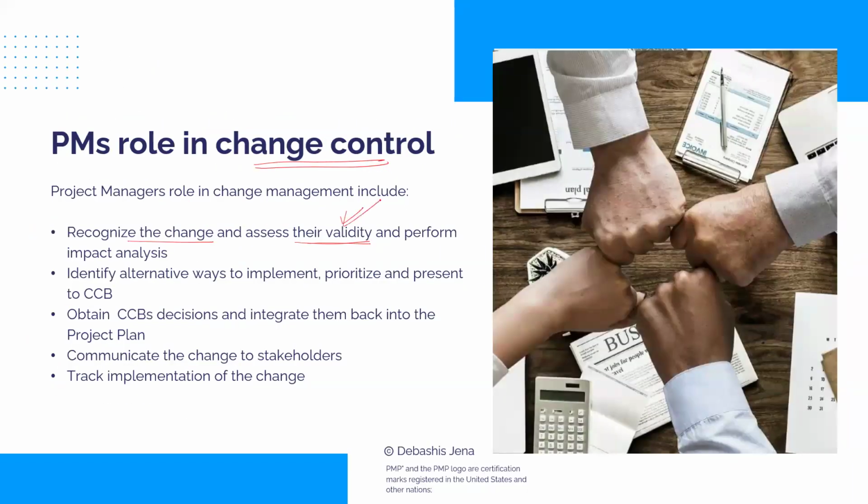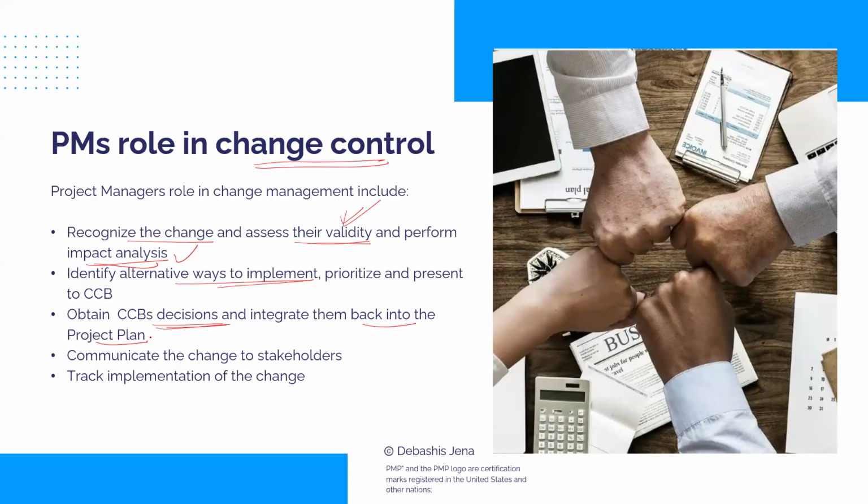Okay, assess validity. Then perform impact analysis, PM's job. PM would get it done with the help of the team, right? Create alternatives and present them to the board. So the board would decide based on the alternatives and the recommendation of the project manager. Thereafter, obtain the CCB's decision. That is, did the board approve or reject it? And if they approved it, then integrate it back into the project plan. That means update the plan to reflect the change.